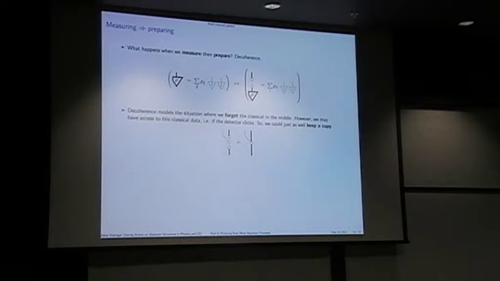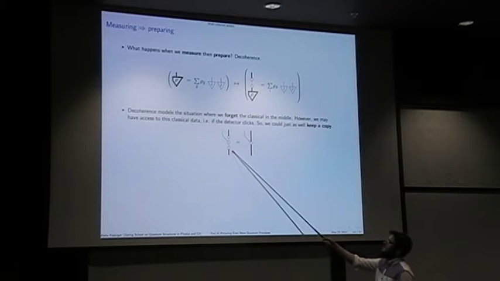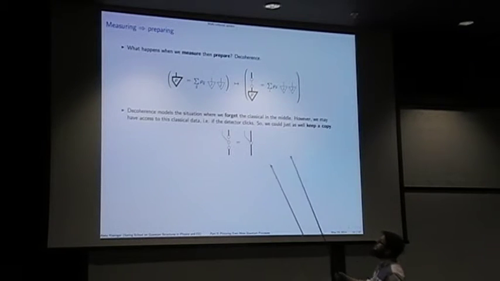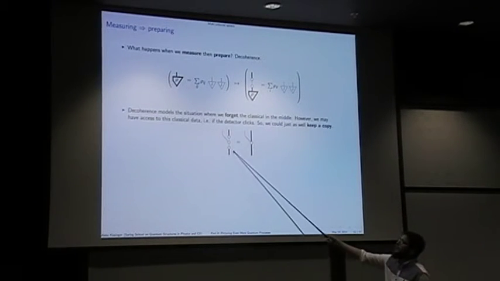But then decoherence models, generally you would think of it as bad, right? It models the situation where this state has unwittingly gotten measured by the surrounding. We don't know what that outcome was, right? But we could just as well think of this thing as a measurement. Now we have access to this classical data, and we want to hold on to it, right? So the way we do that is we keep a copy, right?